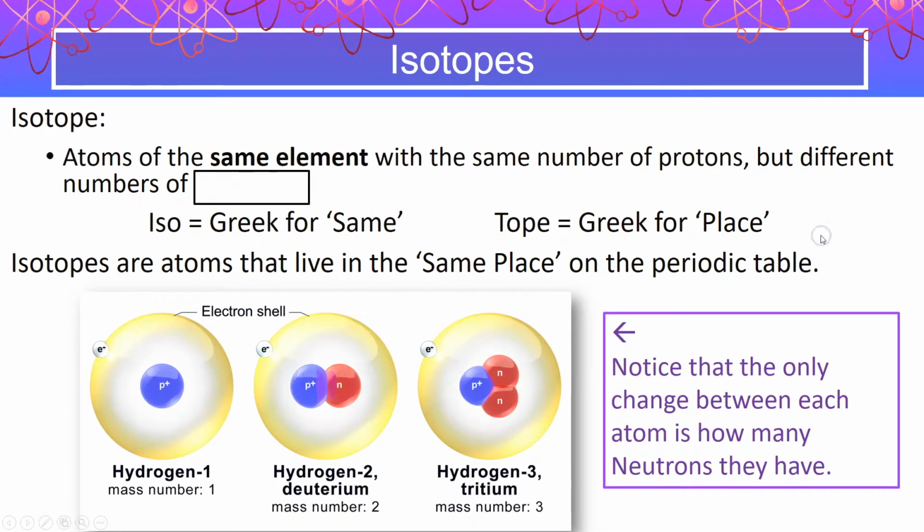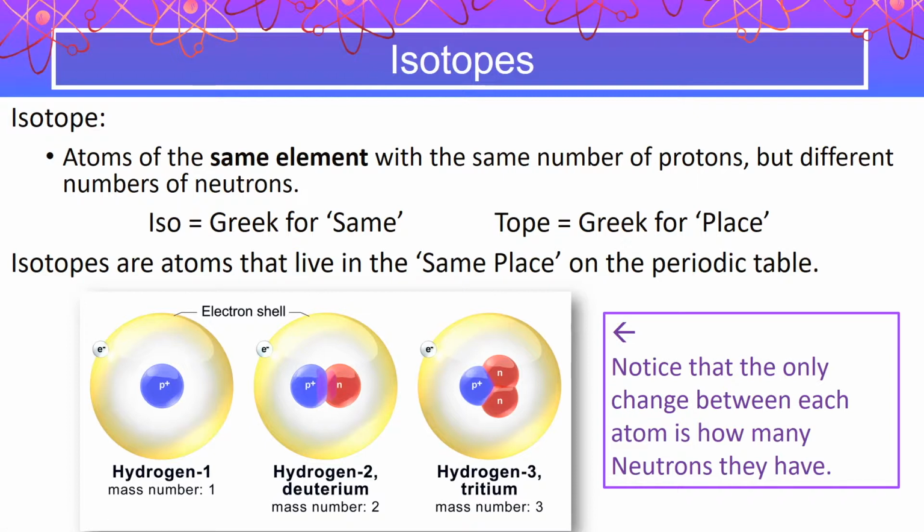Now, as I just mentioned, that was for that isotope that I was talking about. But not all atoms of an element are exactly the same. They can vary slightly. So as I said earlier, atoms are the same element with the same number of protons, but they have different numbers of neutrons. This is an isotope. And you can see here it explains that iso is the Greek for same, and tope comes from the Greek word for place. And so it's saying isotopes are atoms that live in the same place on the periodic table.